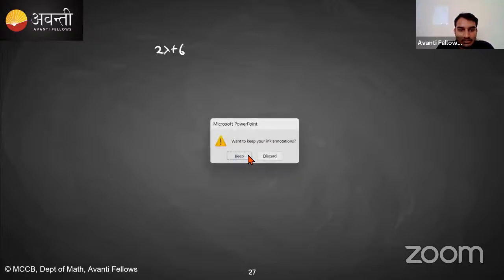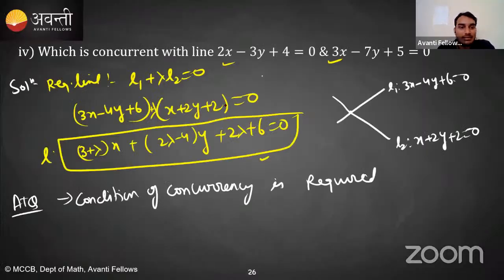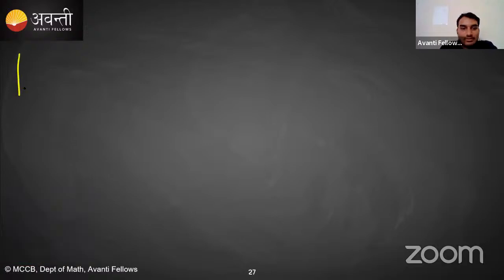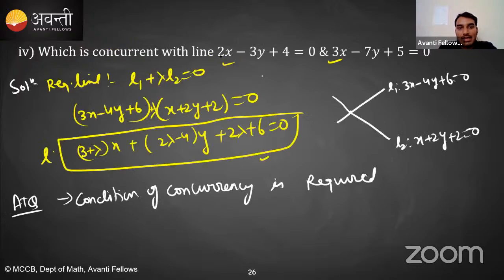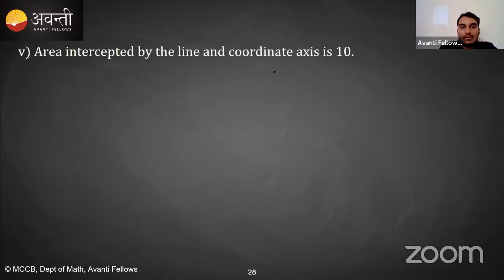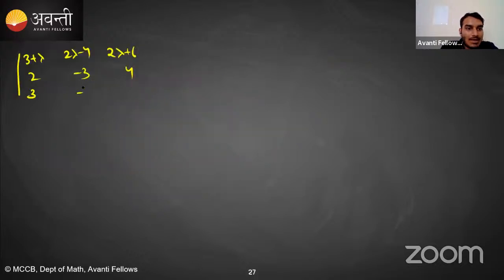As I was saying, what will be the condition of concurrency? The first row is 3 plus lambda, 2 lambda minus 4, 2 lambda plus 6. The second line has coefficients 2, minus 3, 4, and the third line has coefficients 3, minus 7, 5. This determinant should be 0. This is the condition of concurrency, and we just have to find the lambda.